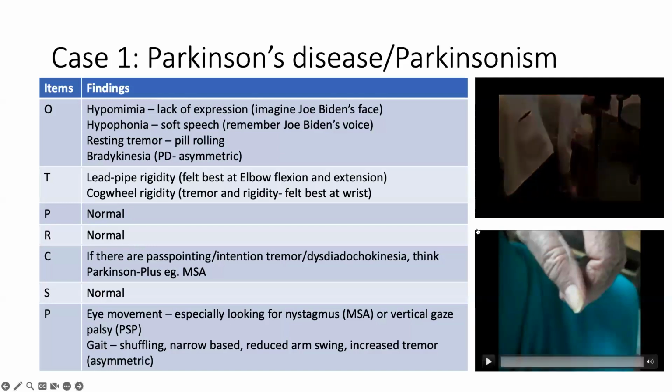So this is a really good point, and I forgot to mention this. Tone is something you feel, not something you see. So you have to feel the person's resistance to passive movement to tell.